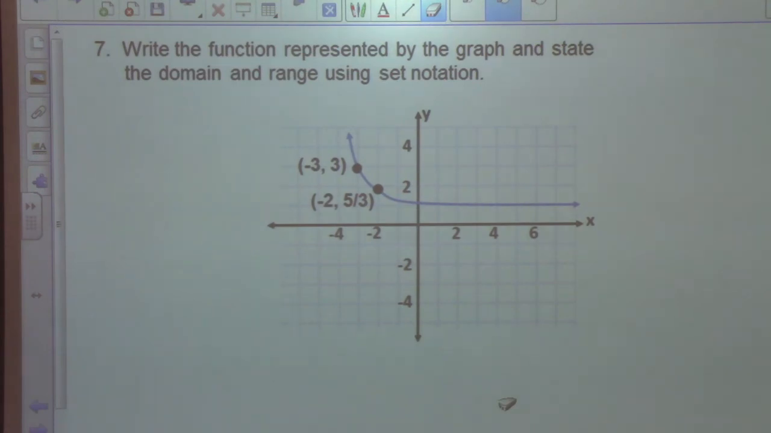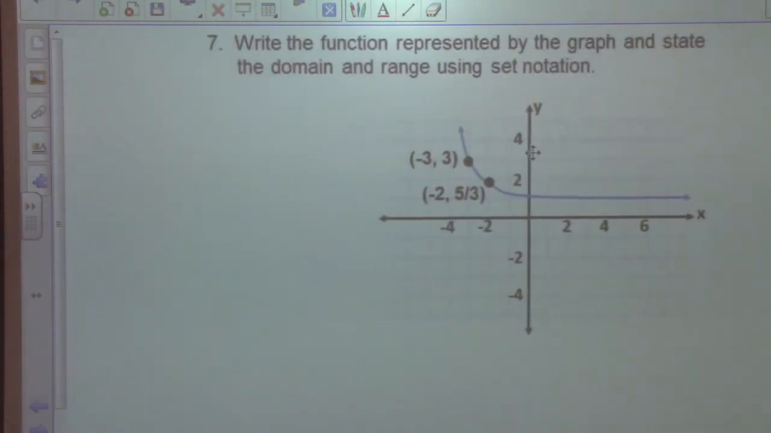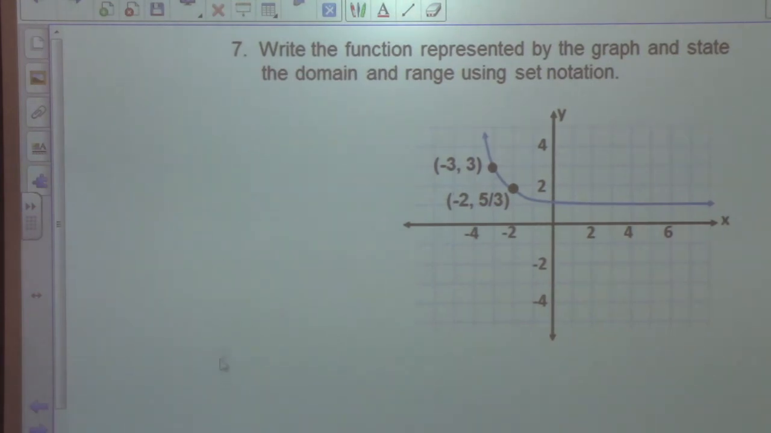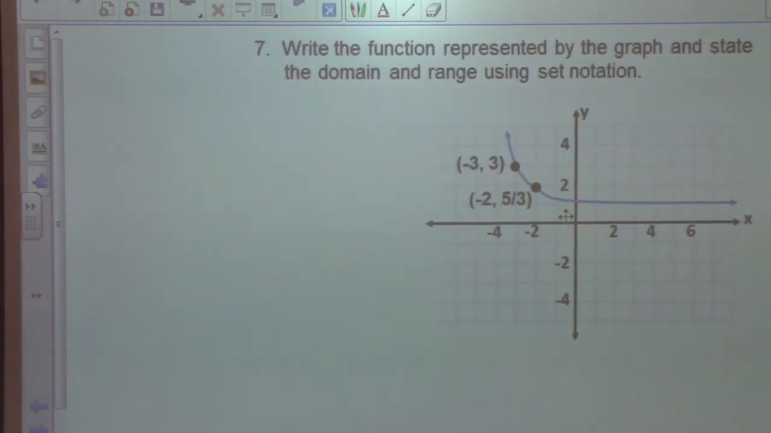Write the function represented by the graph and state the domain and range using set notation. What I'm going to do here is move my graph over here to leave more work room on the left side.